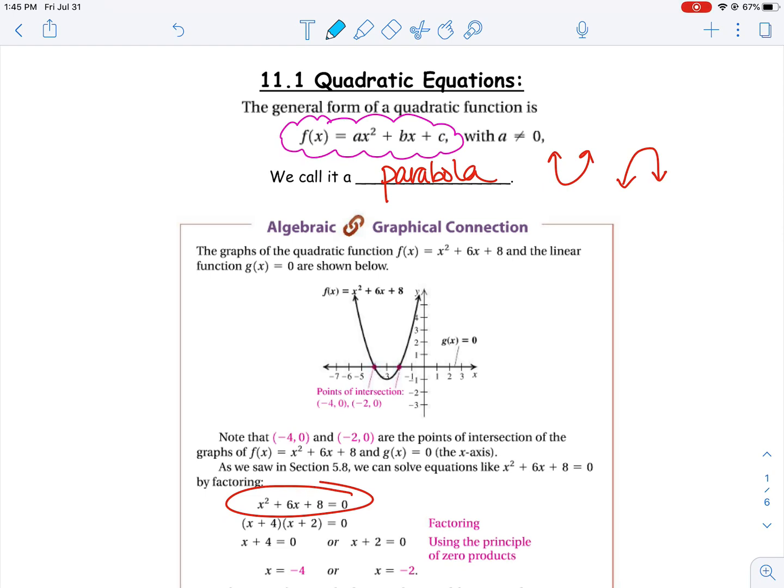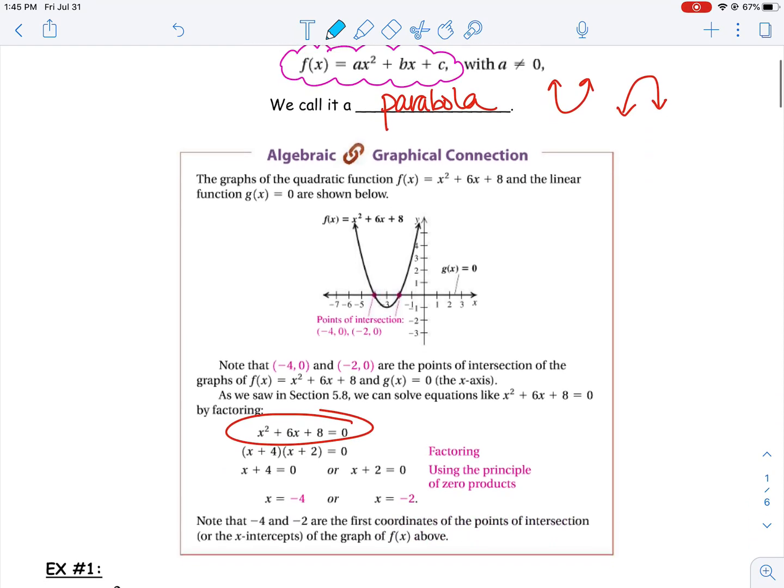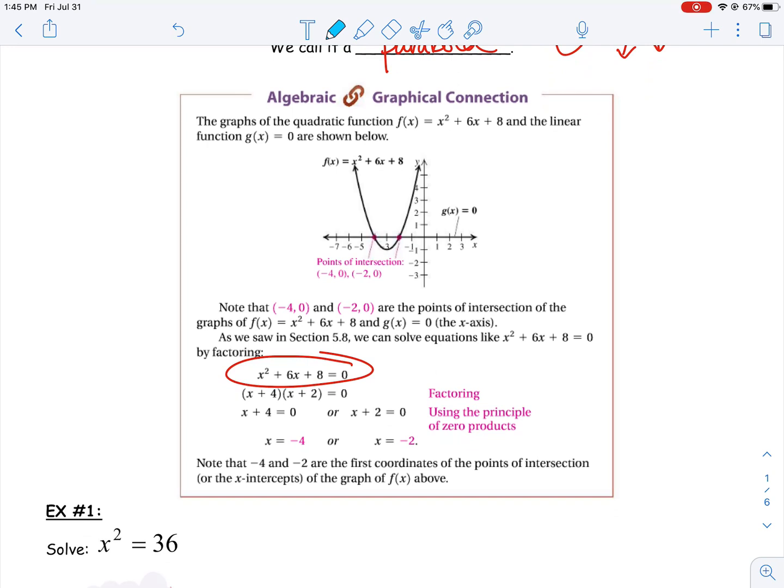Well, when we graph a quadratic, it's always going to look like a U or an upside down U. It's called a parabola. So you can see in the example here that we have the function f of x equals x squared plus 6x plus 8. It's not y equals mx plus b. It's not a line. It's a parabola. I know that because it has an x squared in my equation. So I know it's going to be a quadratic and it's going to be shaped like a parabola.